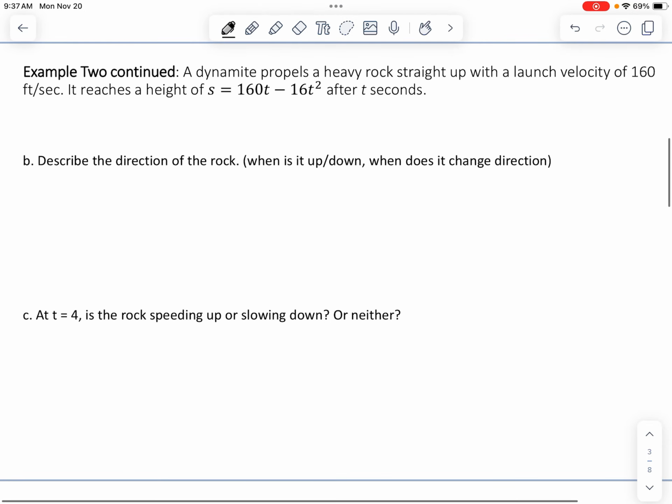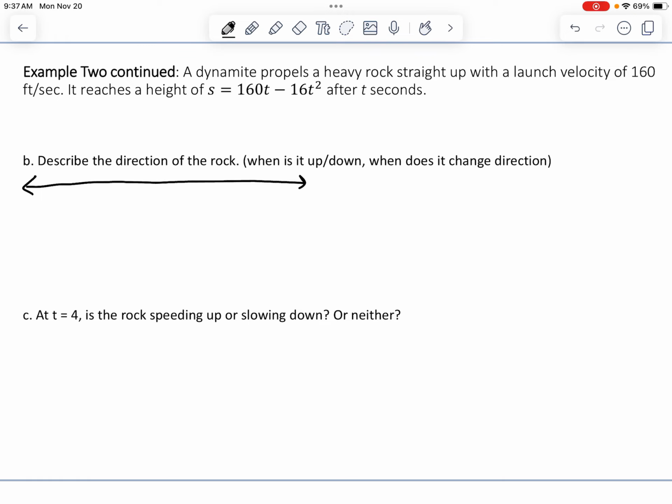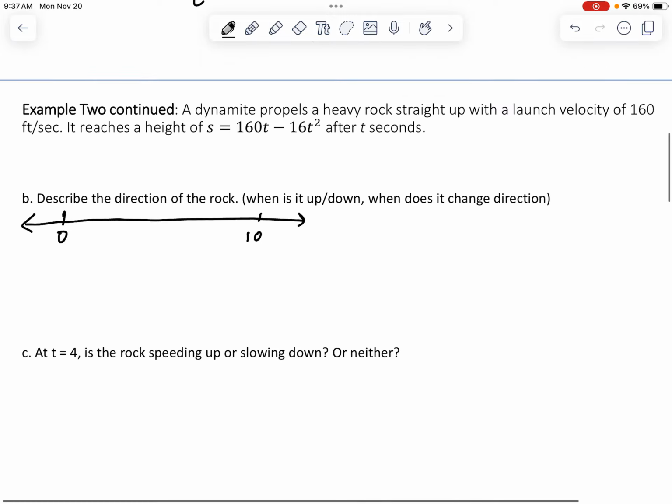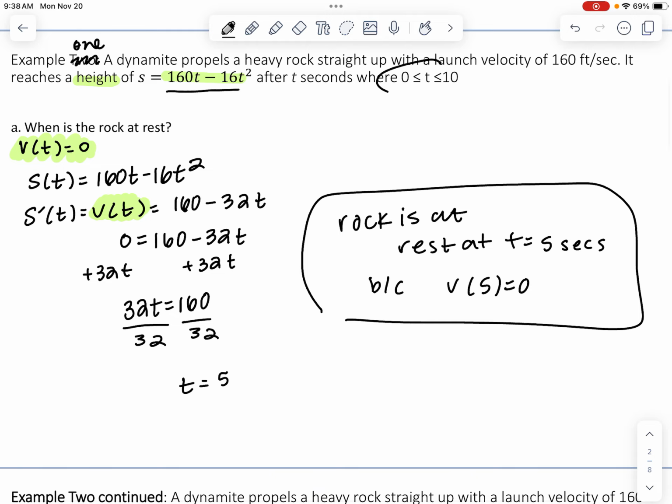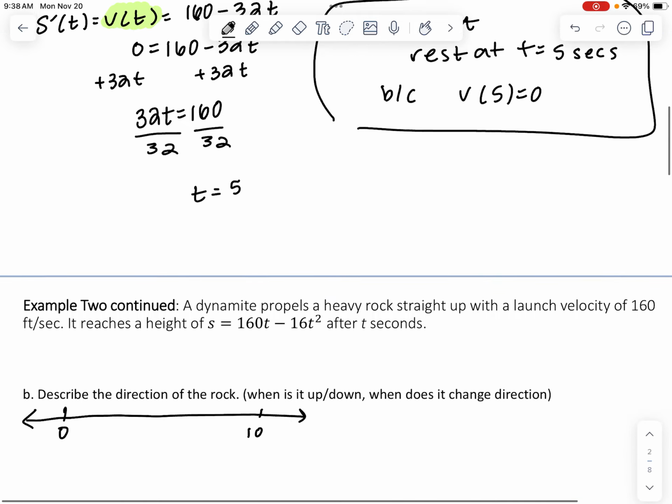So this says, same problem, describe the direction of the rock. When is it up or down? When does it change directions? So anytime it says to describe the direction of a rock, I like to make a little line chart. And we were only concerned about this rock between 0 and 10 seconds. You would have gotten that from up here. It said where 0 is less than or equal to t, which is less than or equal to 10.